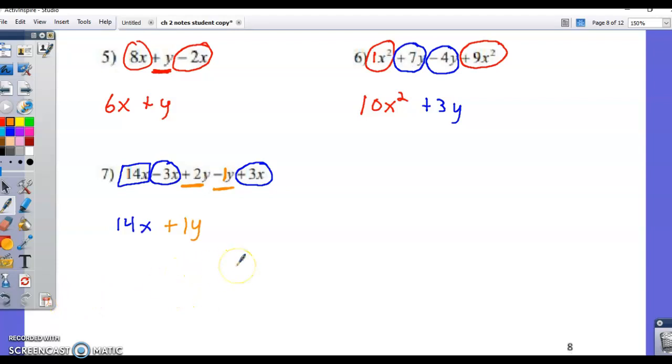All right, so take your time with these. Make sure you're looking at the value of the coefficient and that you're looking at all the other stuff that goes along with that term to make sure they have the same variables and to the same exponent so you know which ones are alike.